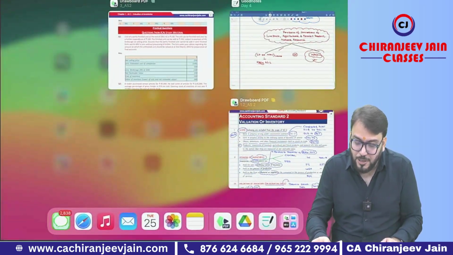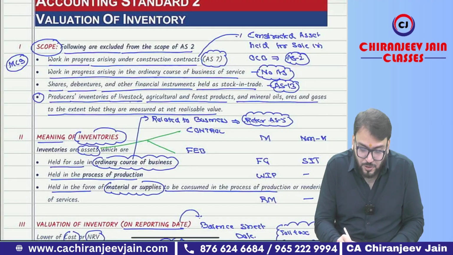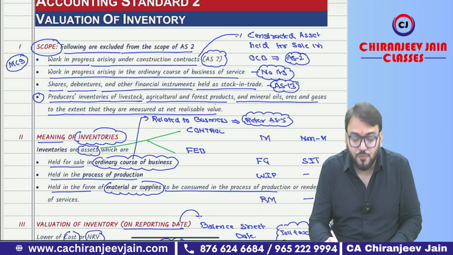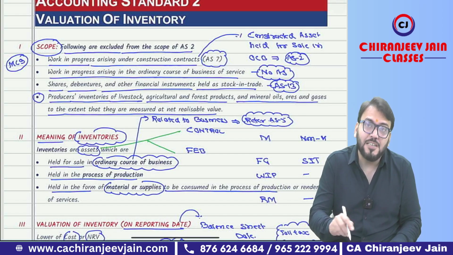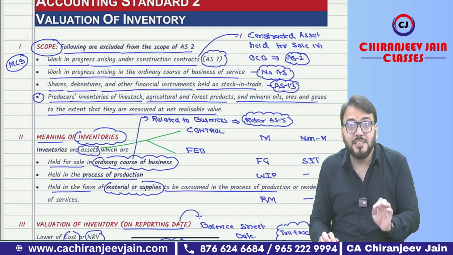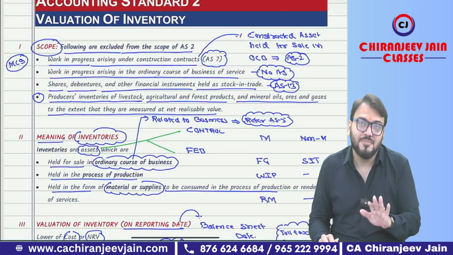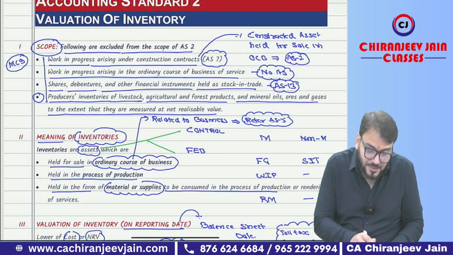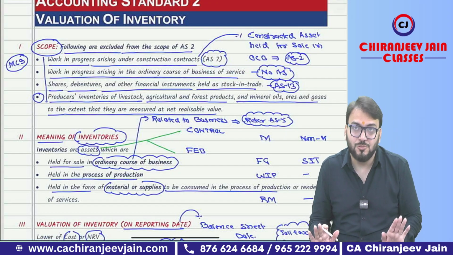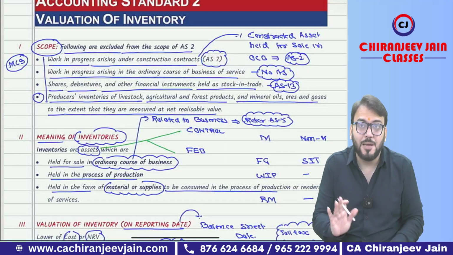Now, if you read, you will be able to understand. Producer inventories of livestock, agriculture and forest product, and any natural resources, to the extent they are measured at NRV. So if they are measured at NRV, then AS2 is not applicable for measurement purposes. Okay, sir. These are excluded from the scope of AS2. Important for MCQ type of questions.